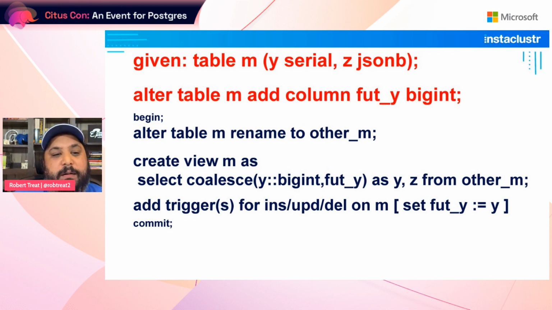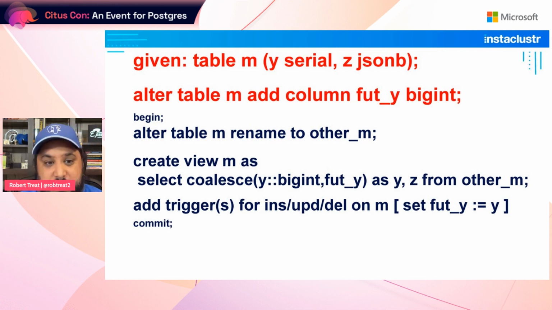You hit the integer limit. What you can do is, first you start by altering table M. You're going to add a new column called future_y, which will be a bigint column. And then you're going to use that column in order to track new data coming in. And Postgres, one of the nice things, of course, is it has transactional DDL. So you can make these kinds of changes basically transparent to your application.